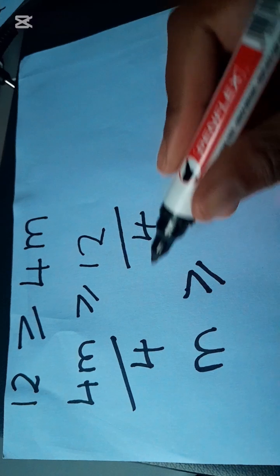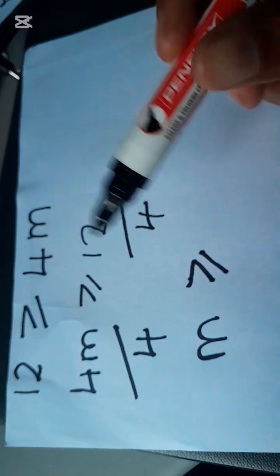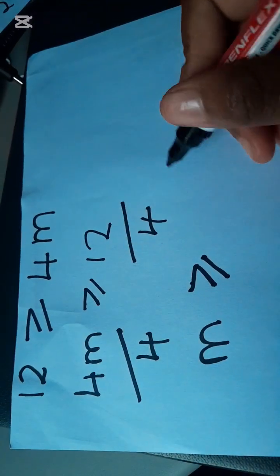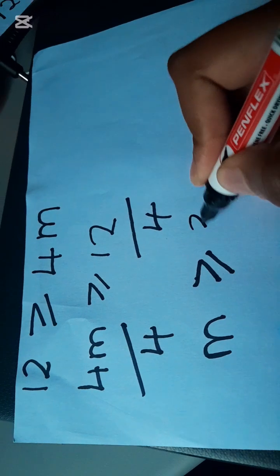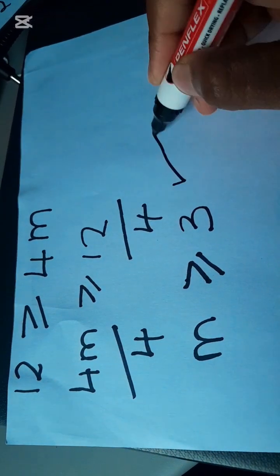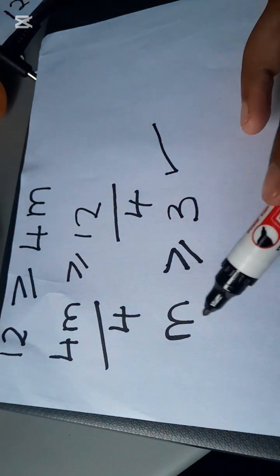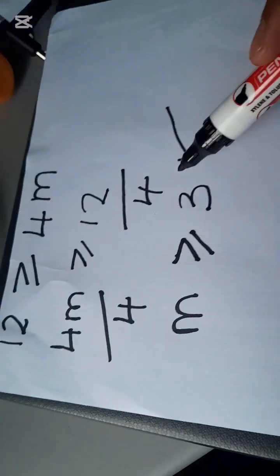But since this time around we're dividing with 4, which is a positive number, we're going to remain with 3, and then just like that we got our answer. M is greater or equal to 3.